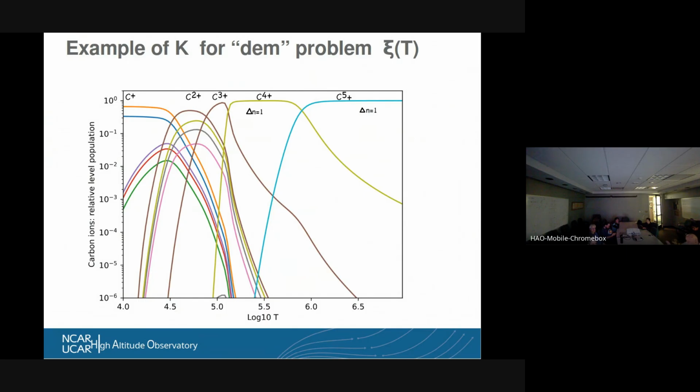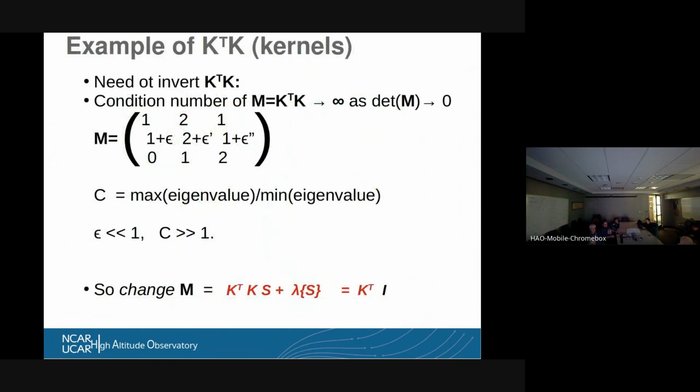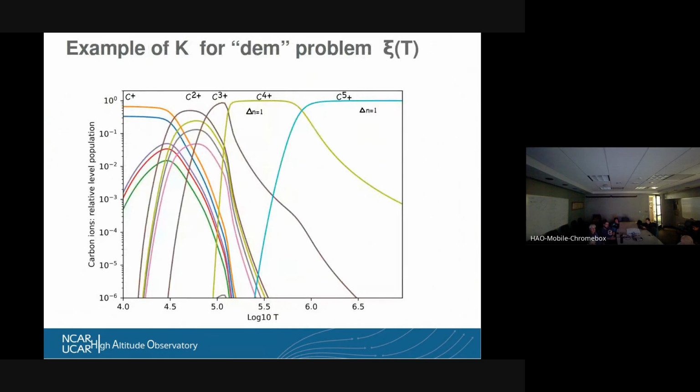The details of that aren't really important here. But what I draw your attention to is, as a function of temperature, these are the same kernels. So we've got kernels that pick out carbon-4 at 10⁵ Kelvin, C3+, carbon-3 centered near 4.8 Kelvin, and carbon 2 beneath. I didn't include carbon 0, so it doesn't drop off. And then carbon 4 plus, carbon 5 plus. That's carbon 5 and carbon 6.